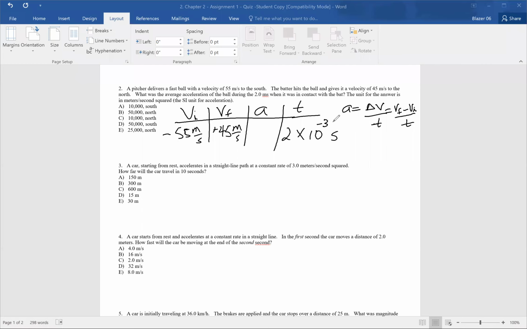Any questions before I go on? So I hope you see now that solving these problems is just a matter of you writing down the correct equation with the correct units and the correct sign. And then you're able to plug it in and solve the problem. Okay. Let's move to number 3.